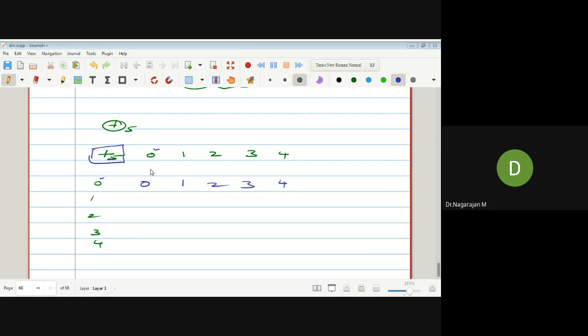Second step: 1 plus 0 is 1. Addition modulo 5 is very important here. If the sum is 5 or more, you have to change the class. So 1 plus 1 is 2, no problem. 1 plus 2 is 3, correct. 1 plus 3 is 4, correct. 1 plus 4 is 5.